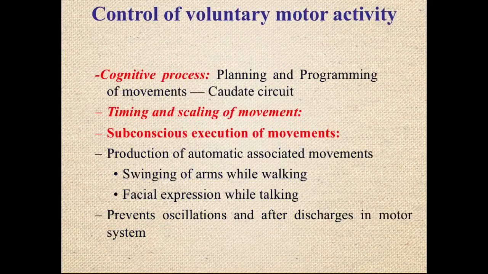So one by one, the role in control of the voluntary motor activity. The basal ganglia control the voluntary movement which is initiated by the motor cortex. So it has the cognitive control. Cognitive control is via the caudate circuit, the caudate nucleus, that is planning and programming, right? Then the second thing is timing and scaling the intensity of the movement.